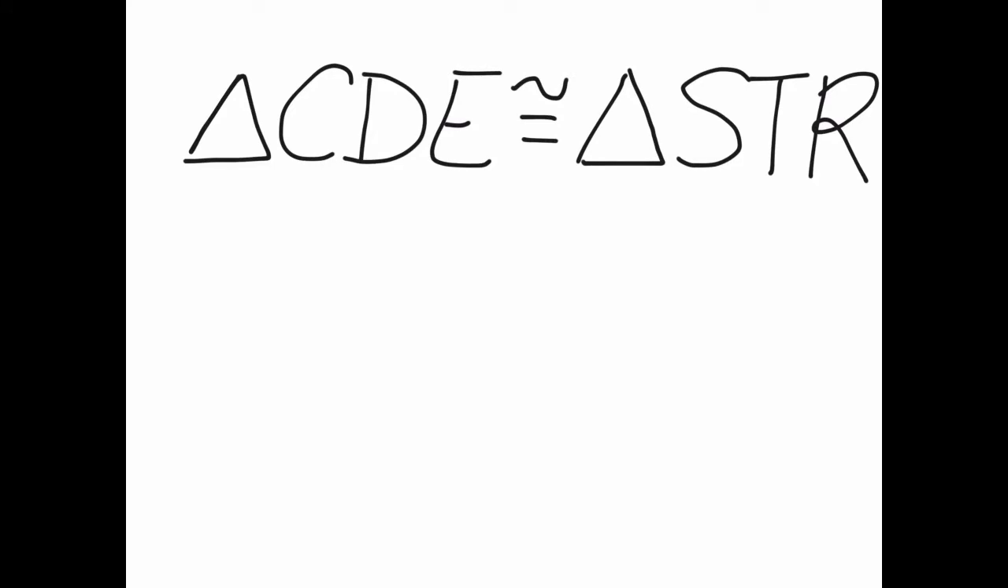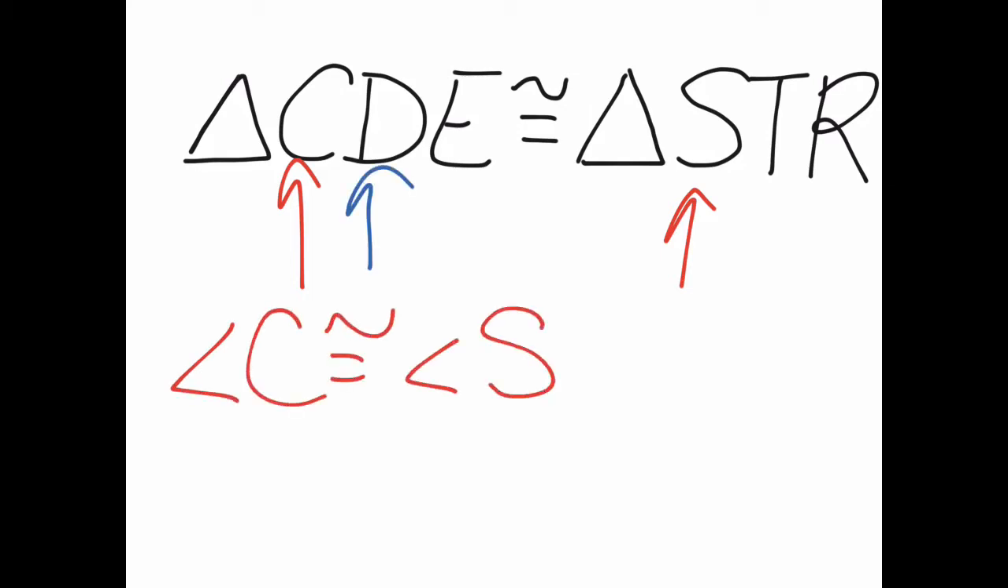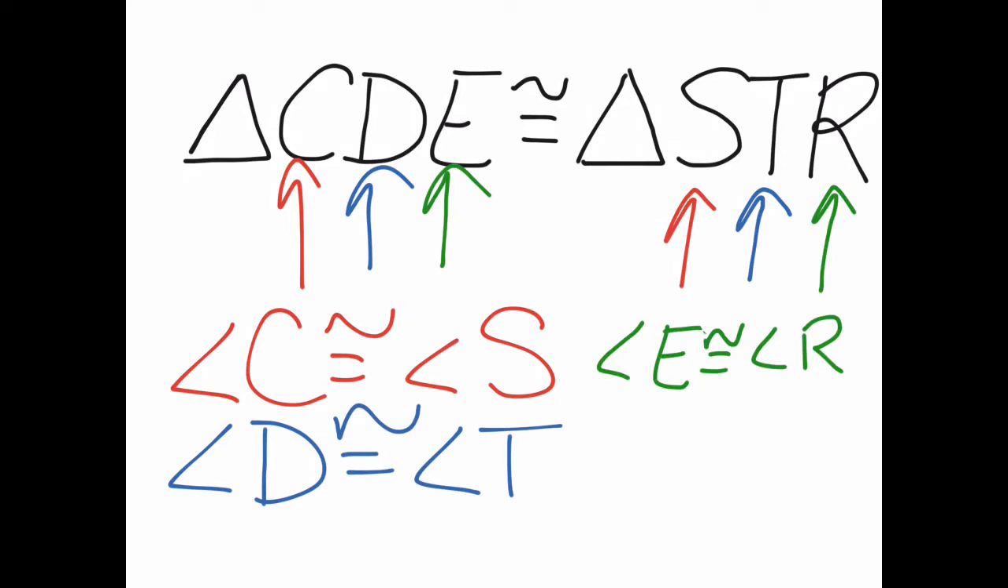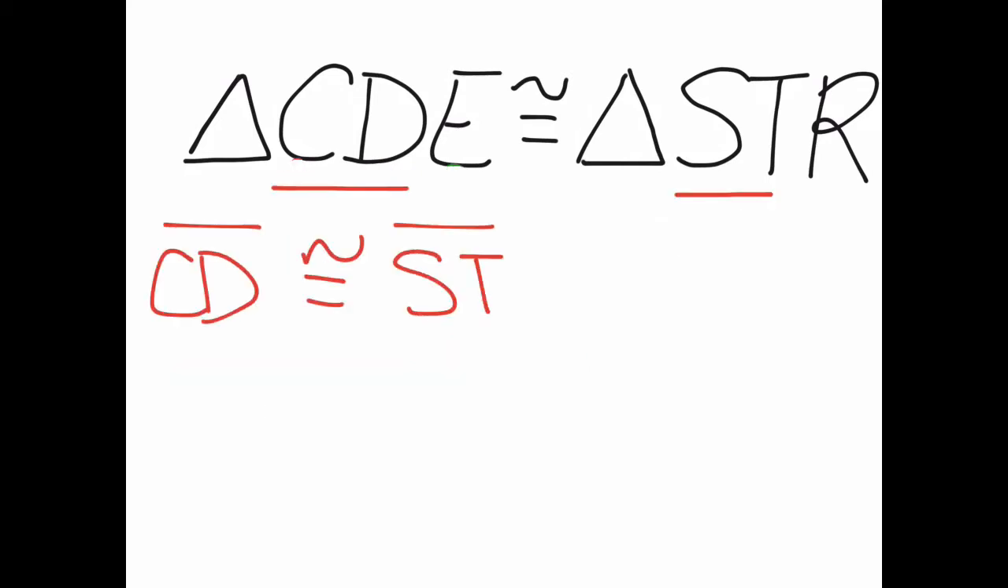Our first question says, if triangle CDE is congruent to triangle STR, which is true? So because C and S are both in the same position, angle C is congruent to angle S. Because D and T are both in the same position, angle D is congruent to angle T. Because E and R are in the same position, the third part, then angle E is congruent to angle R.